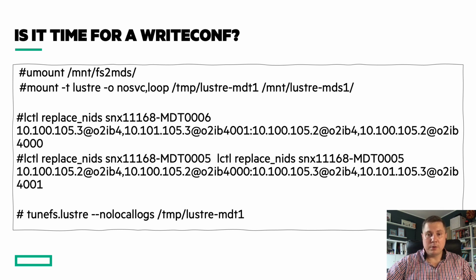Here is an example of how node addresses can be changed in place. Also, these nodes are in failover to each other. Also, no local logs should be placed by tunefs. So during mount, new configuration logs are captured from the MGS and no local logs are used.